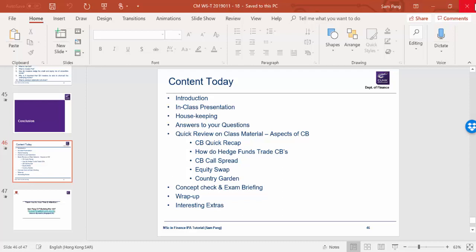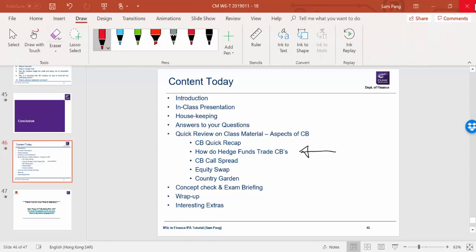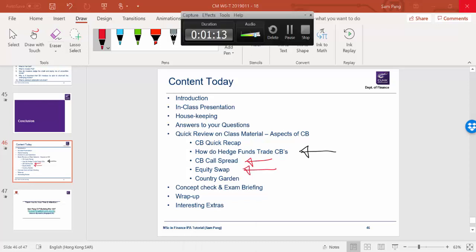I want to share with you some concepts regarding how hedge funds actually trade convertible bonds, because I think unless you understand that part, a lot of things about CBs don't really come to you naturally. I want to talk a little bit about call spreads, CB call spreads, and equity swaps, and then we'll come on to Country Garden at the end, okay?